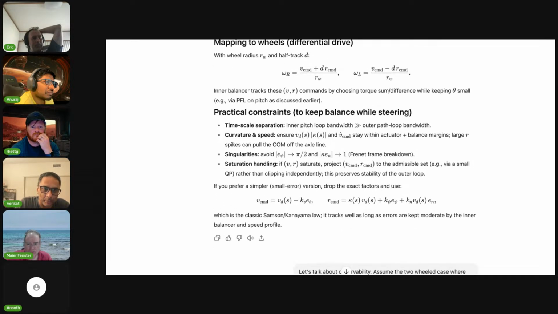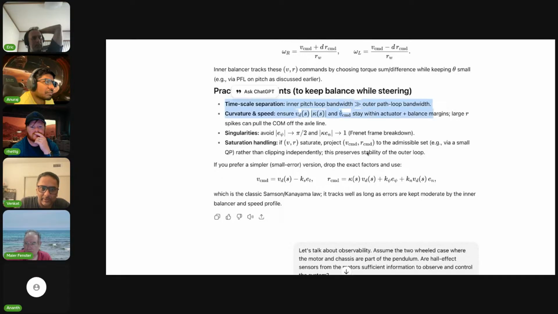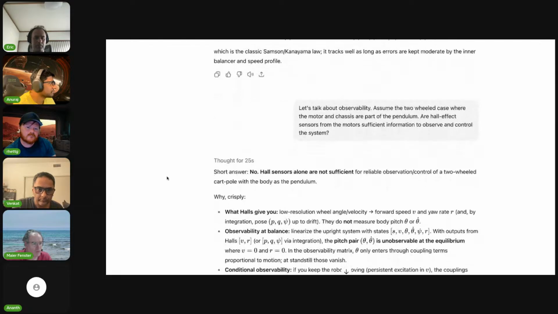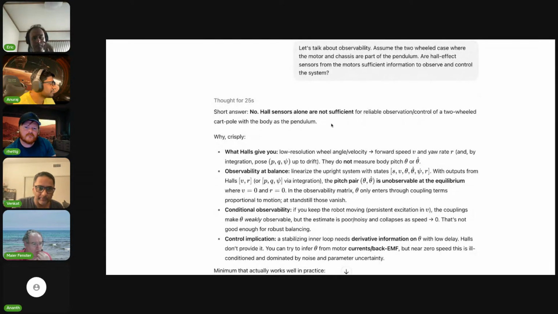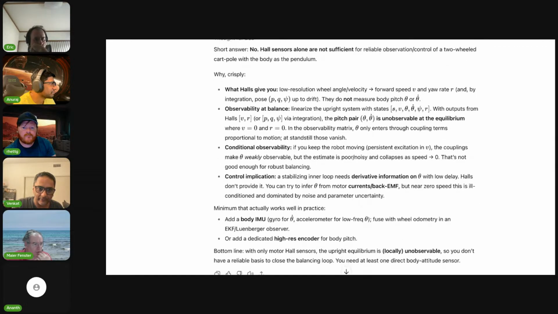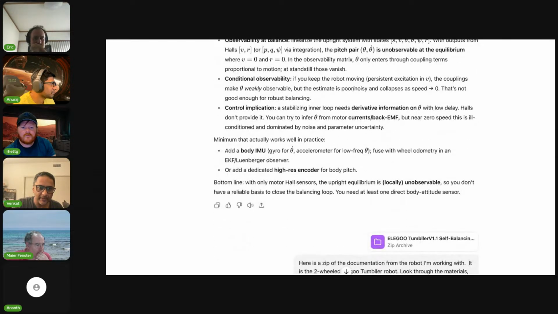And this is an important principle: you want to make the inner loop faster than the outer loop. This is not quite controllability in the linear case that I showed you, but it's the same kind of principle. You want to separate dynamics to have different time constants so that you can control both at the same time with the same actuator. I asked it a little bit about observability, and it says Hall effect alone is not enough. It says a minimum body IMU is required along with an observer.